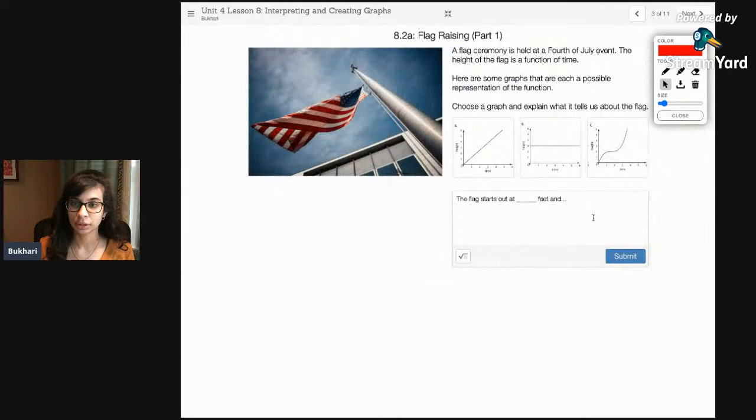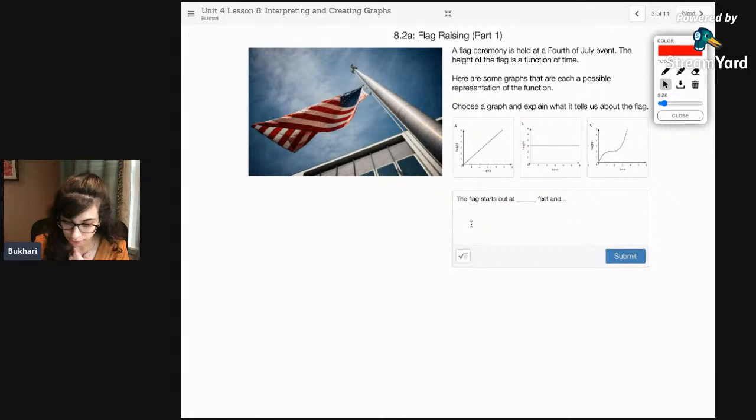In the first activity, you are looking at a flag being raised in the flag ceremony held on the 4th of July. The height of the flag is a function of time, right? As you can see in these tiny boxes here, these are 3 different graphs that can represent our function, the height of the flag per the time. We want you to start describing what this situation means in context.